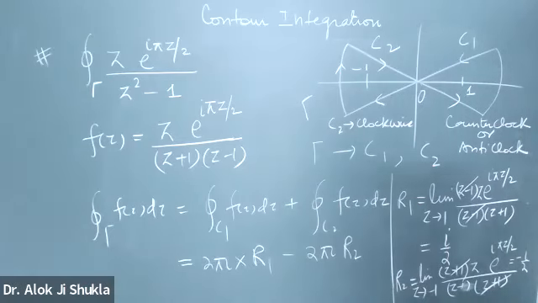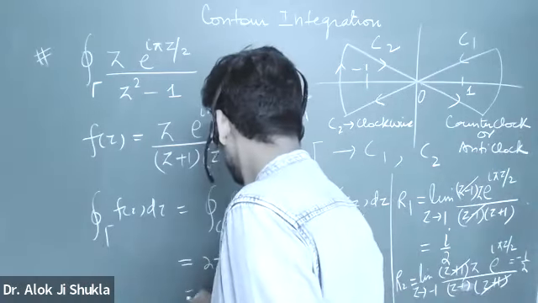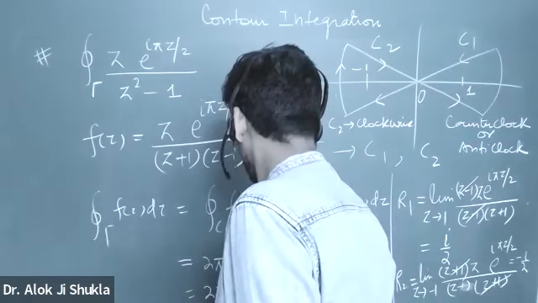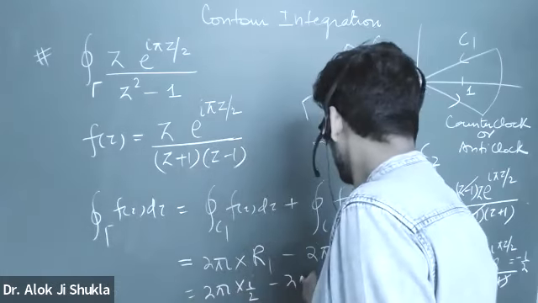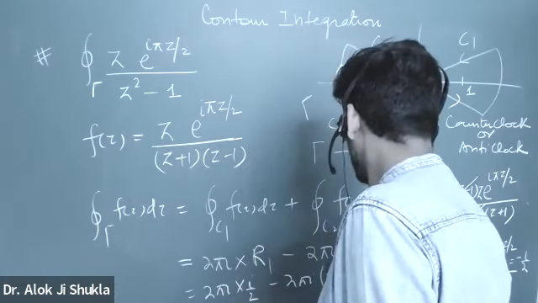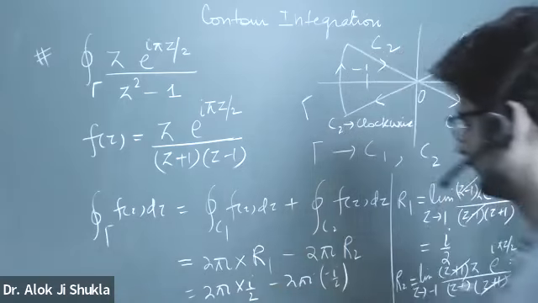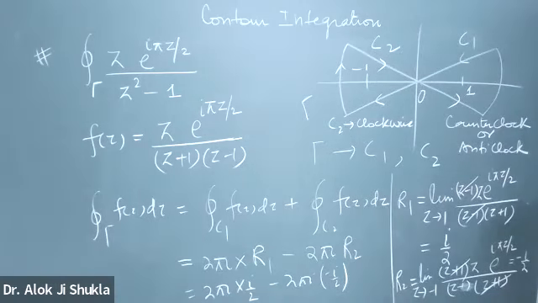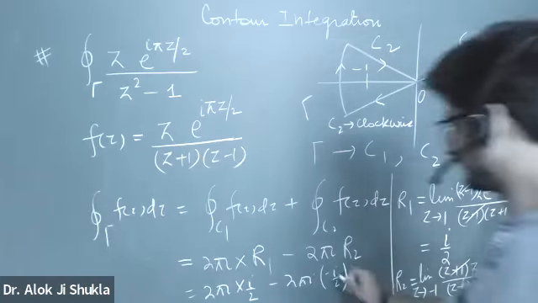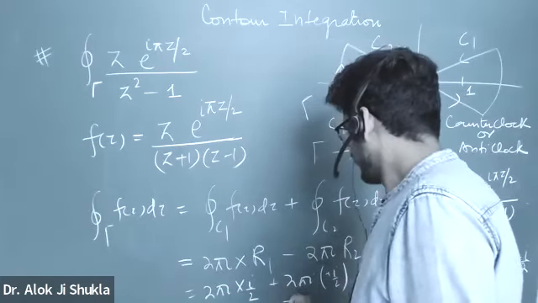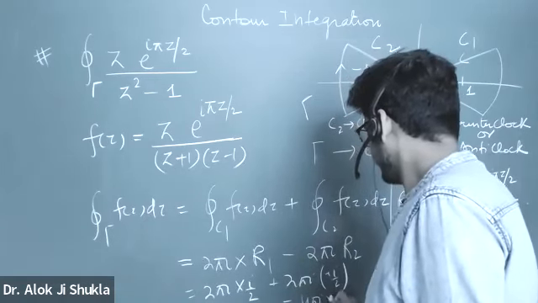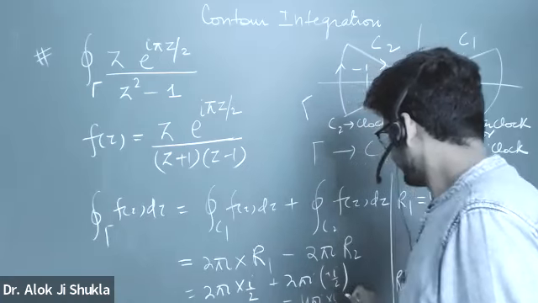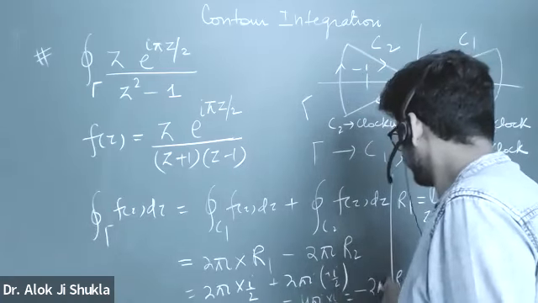So this will become 2 pi i into i by 2 minus 2 pi i into minus i by 2. So this will become plus. So it will become 4 pi i into i by 2, which is minus 2 pi.